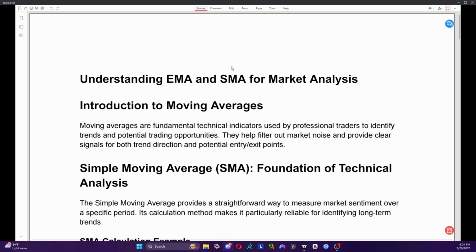and then I'm going to show you how to set them up, the exponential moving averages and SMAs that I use, and why I use those in particular.